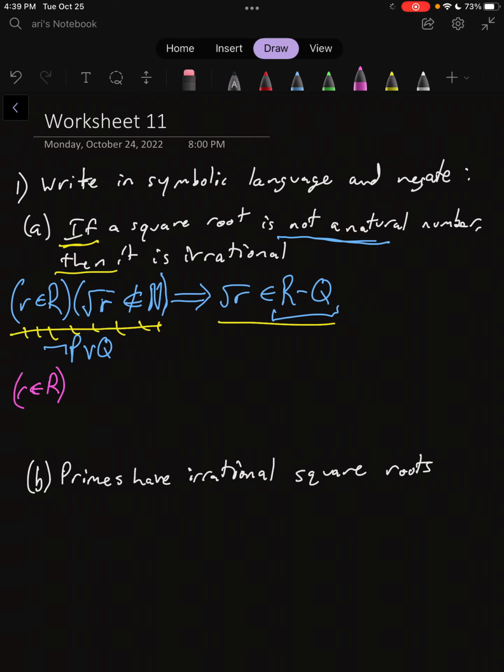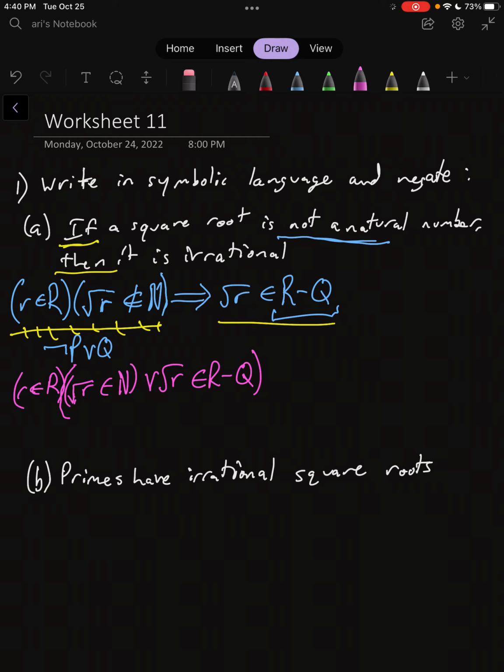So not p means that the square root of r is contained in the natural numbers. Square root of r is natural, or, and this part of the statement is staying the same, the square root of r is in R minus Q, and we could put all of that in parentheses if we want. So this is our alternative form of the implication.